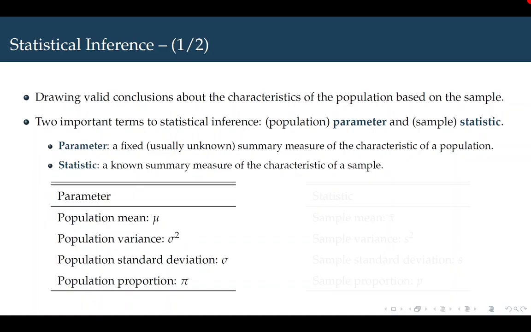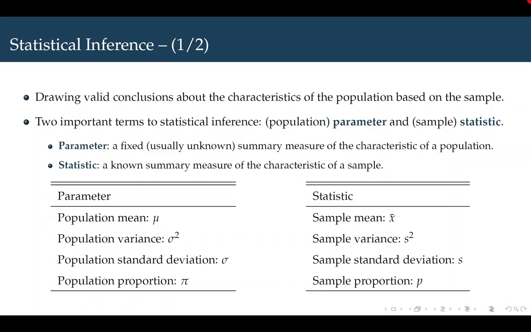And on the other hand, we have statistic, which is a known summary measure of the characteristic of a sample. So sample mean, usually denoted by x bar, sample variance denoted by s square, sample standard deviation denoted by s, and sample proportion p are summary measures of the sample, or they are called sample statistics. So the population parameters are usually assumed to be unknown, whereas the sample statistics are usually known because they are going to be calculated from the sample.